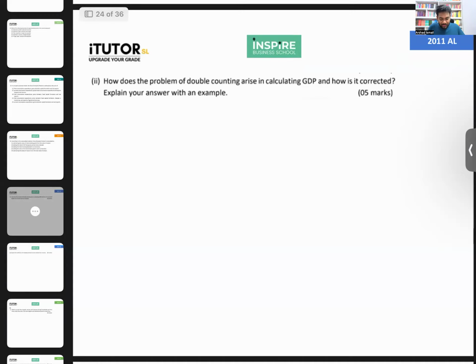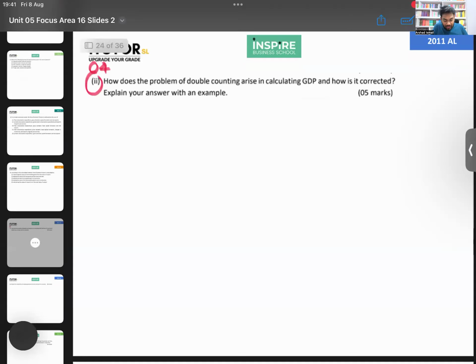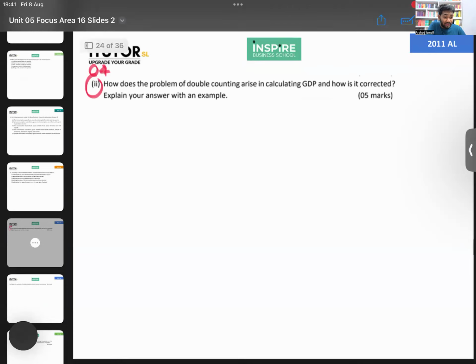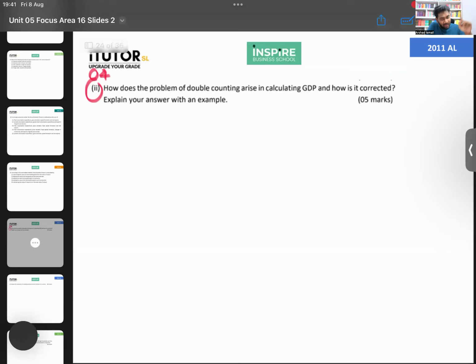Right. 2011 A levels. Question number 4, part 2. How does the problem of double counting arise in the calculation of GDP and how is it corrected? Explain your answer with an example. It's not a difficult question, but you have things to write.